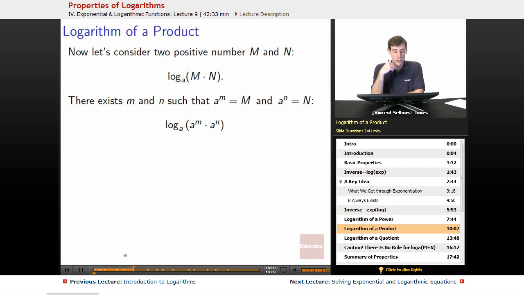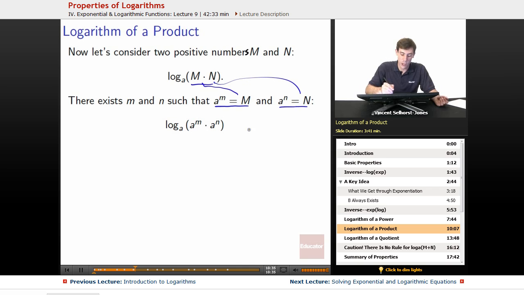Okay, now let's consider two positive numbers, big M and big N. Log a of M times N. So log a of the whole quantity M times N. Now, from our key idea, we know that there exist m and n such that we can raise a to the m and we'll get big M, and we raise a to the little n and we get big N, right? So we can swap these things out, and we wind up getting log a of a to the m times a to the n.